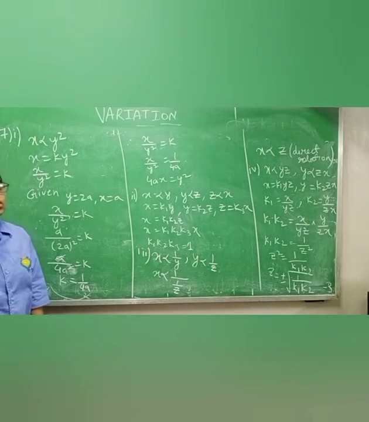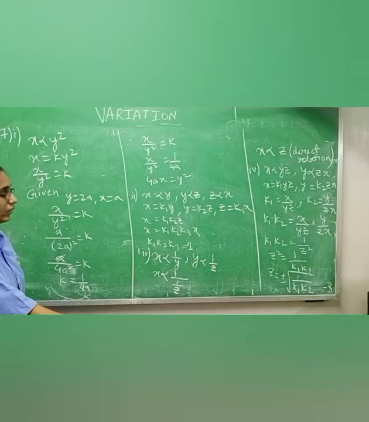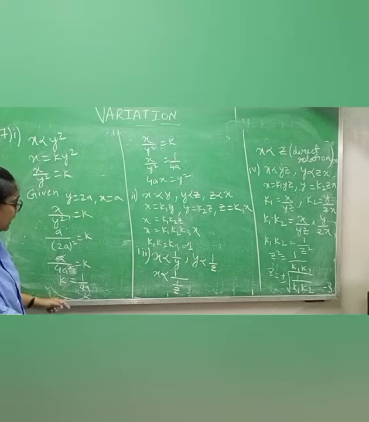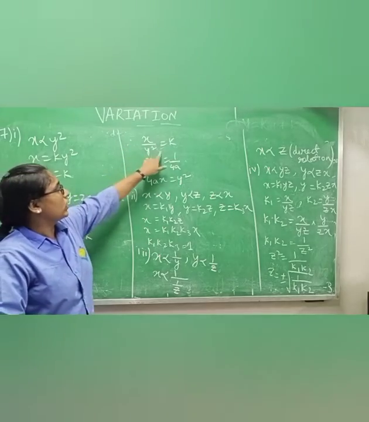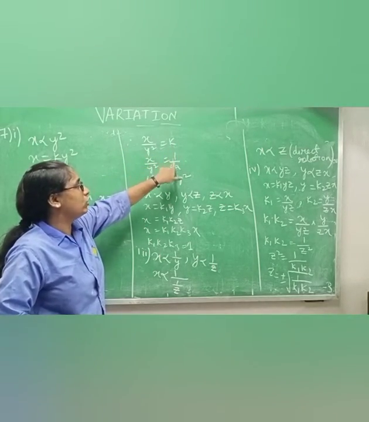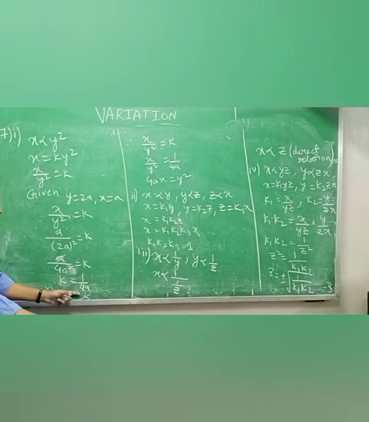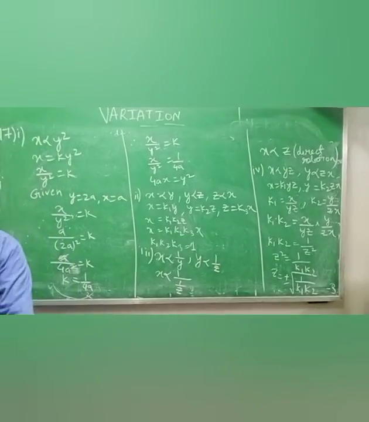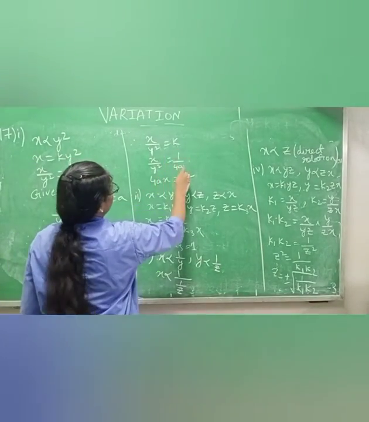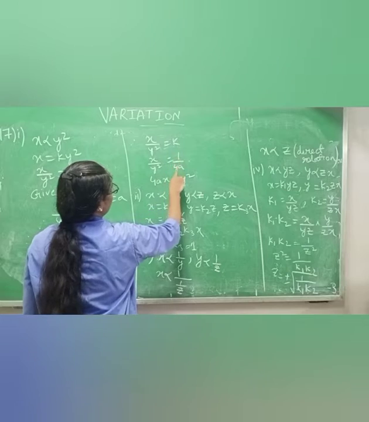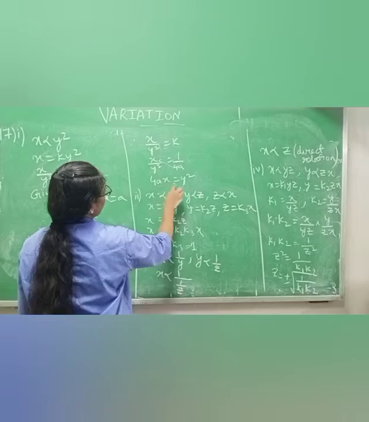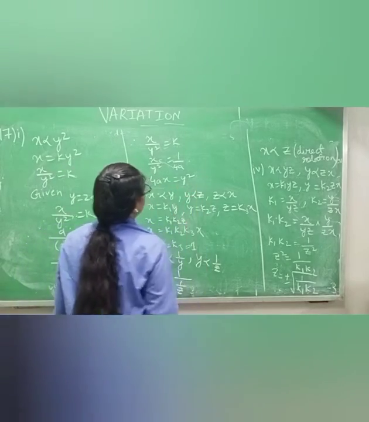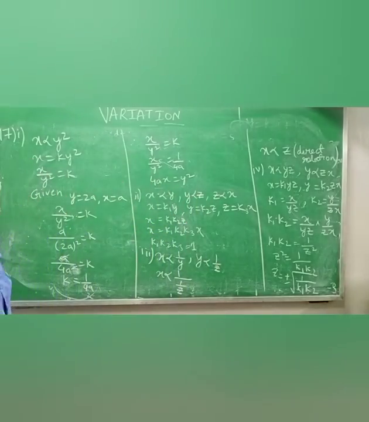But they are asking for the relationship between x and y. We are getting the k value. Now again we will write x by y square equals k. Now in place of k we will put the value of k which we got from here, k equals 1 by 4a. When we put the value, we get x by y square equals 1 by 4a. Now do cross multiplication: 4a into x, 4ax equals y square. So this is the relationship between x and y.